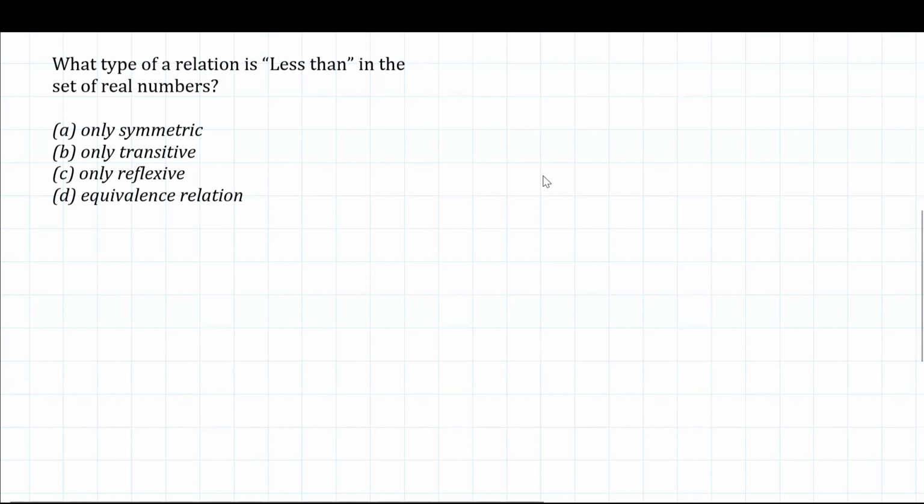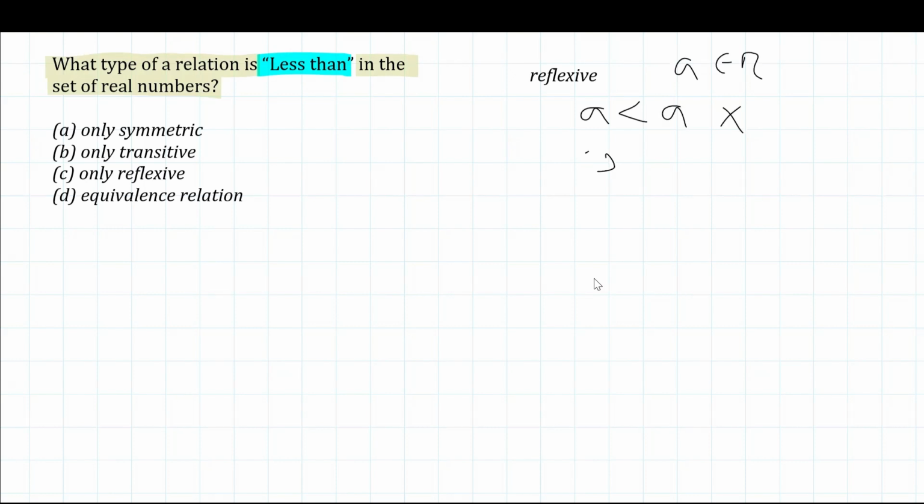The next question is an MCQ. It asks what type of relation is less than in the set of real numbers. If I check for reflexivity, that means figuring out whether it's reflexive or not. You know that for a relation to be reflexive, if A belongs to R, then A should be less than A. And this is incorrect. Reason being, if I take the number 2, it is equal to 2 and it cannot be less than 2. So it is not reflexive.